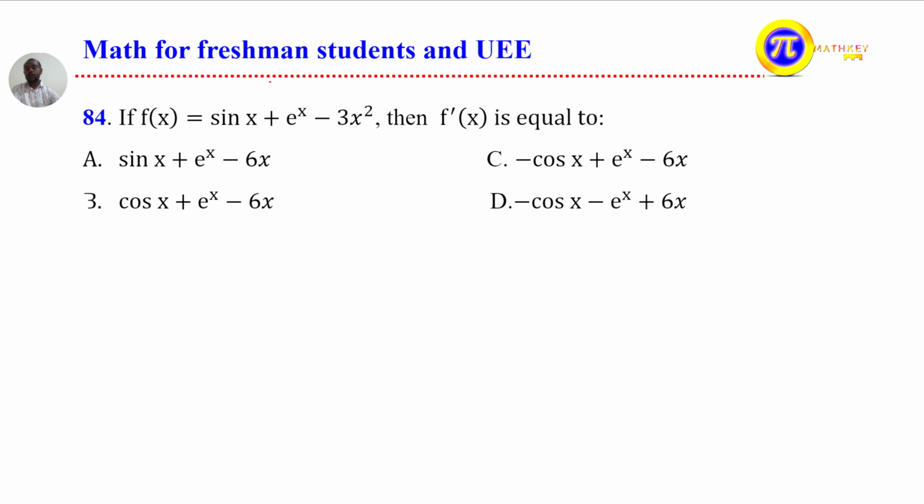What about the other one? If f of x is sin x plus e to the power of x minus 3x squared, then find f derivative at x. We can find this directly. You know the derivative of sin x is cos x. You have to apply the sum rule. The derivative of e to the power of x is the same, e to the power of x. For the derivative of minus 3x squared, you have to apply the power rule, which gives minus 6x. This is the derivative of our function.